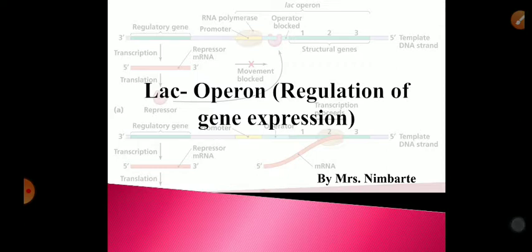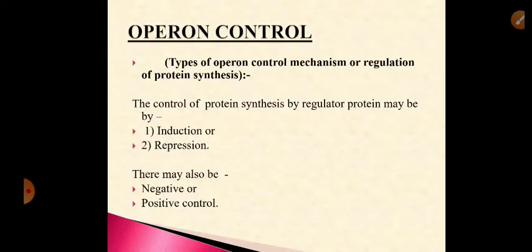Now, the promoter gene is the binding site of RNA polymerase enzyme. The operator gene is the binding site of repressor protein, and this repressor protein is synthesized by the regulator gene. Today we are going to discuss the regulation of gene expression, the regulation of transcription of Lac Operon.